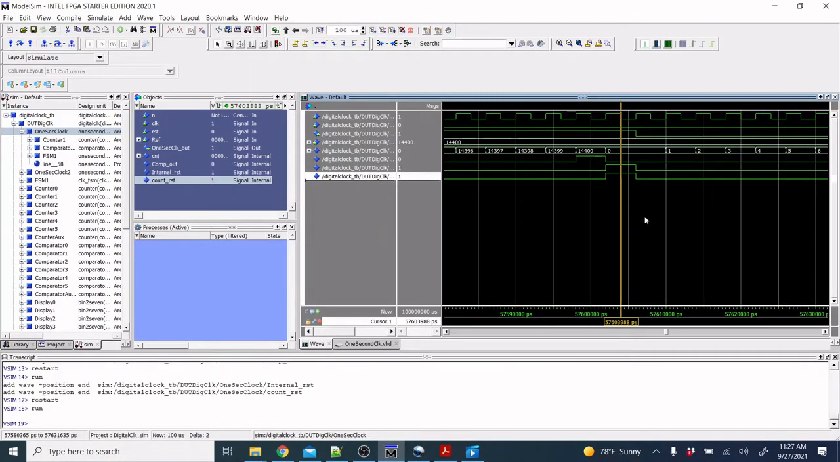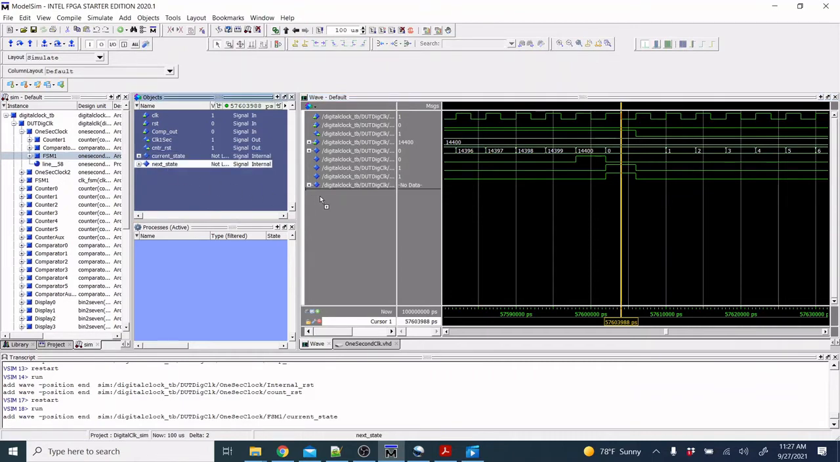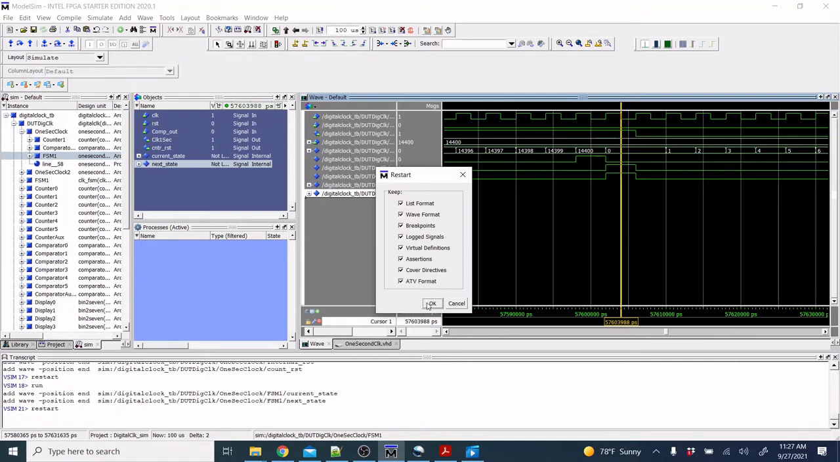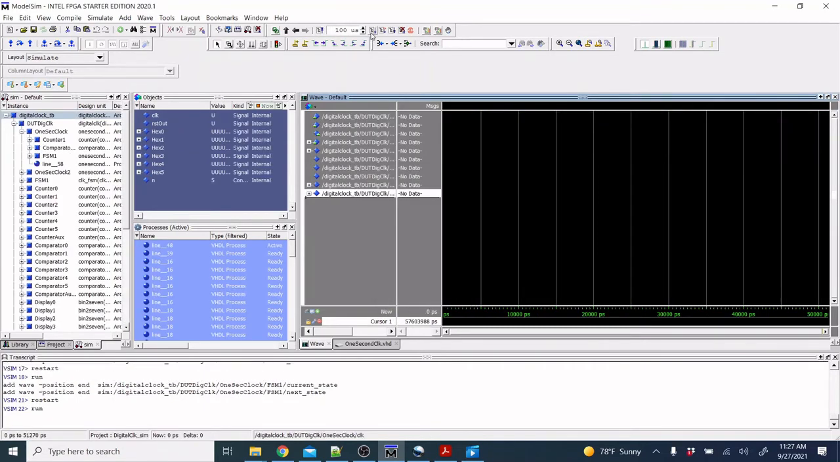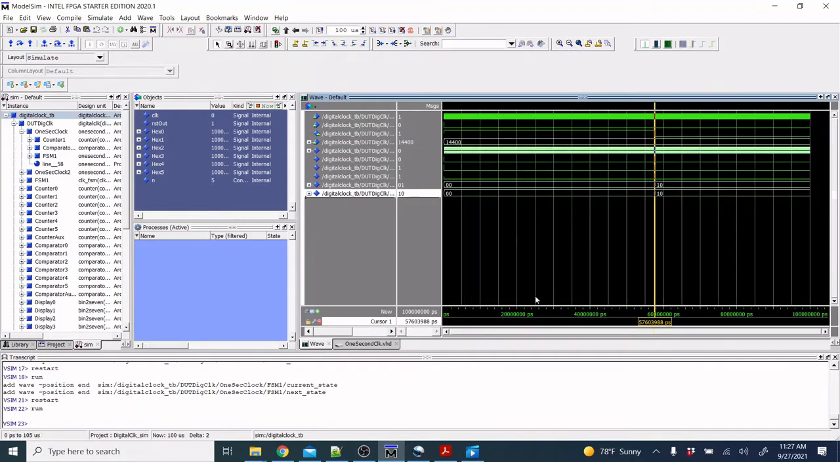So we go back here, and then we're gonna select the states here, and we have the current and the next state. Okay, so we restart the simulation and we simulate. Okay, if you see, for a long time we have it at zero and it jumps to two. It seems like it jumps to two, right?